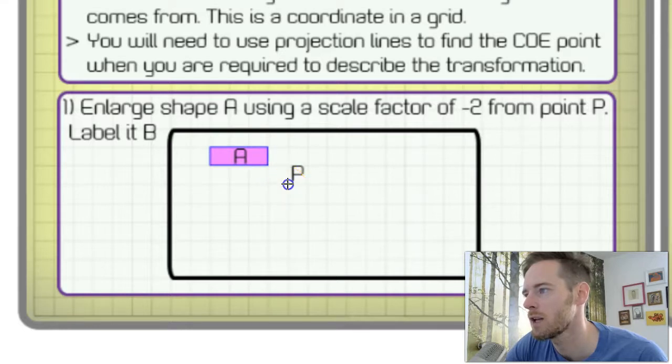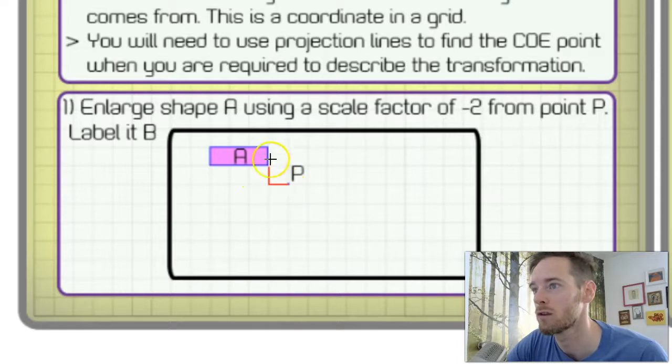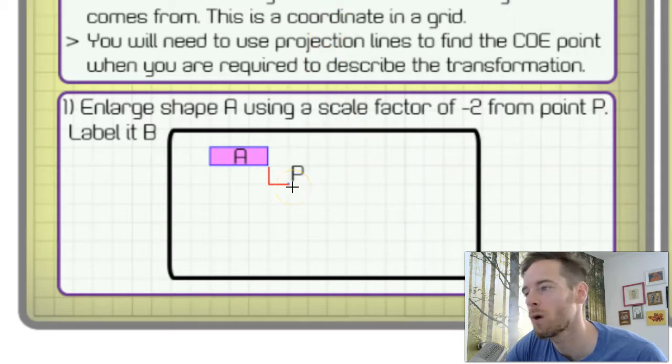Now, I'm going to start here. I'm going to go one to the left and one up. One to the left and one up needs to be multiplied by -2. So, doing it one square at a time, one to the left will in fact become 2 to the right, because 1 multiplied by -2 becomes movement in the opposite direction. And the same with the movement up. So we've gone up 1 square, we're going to go down 2 squares. There we go. Now I'm going to mark that with a blue pen.